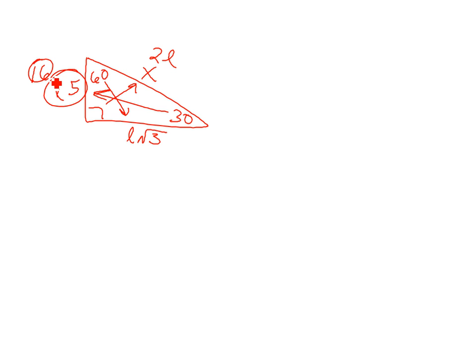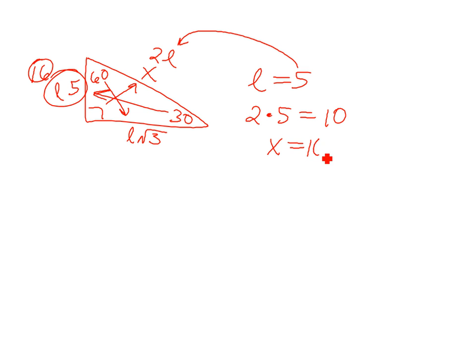Well, the one we know is this one, so we know L has to equal 5. Nothing to really solve there. All we have to do is stick that 5 back in, so 2 times 5, which is 10. So X, the length of that hypotenuse, has to be 10, and that's letter C. Number 17.